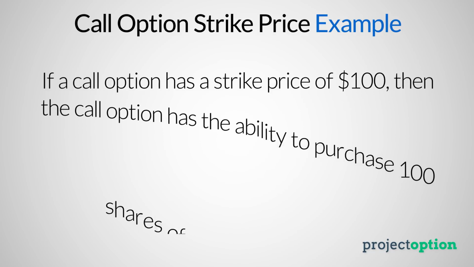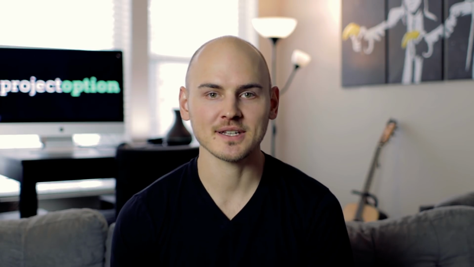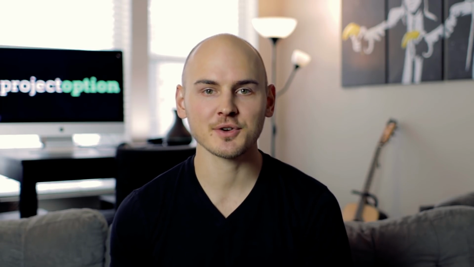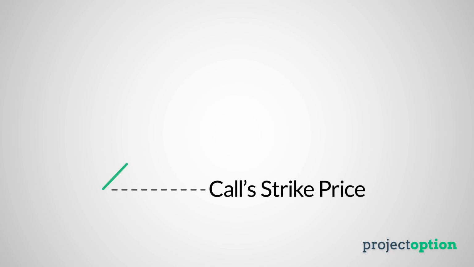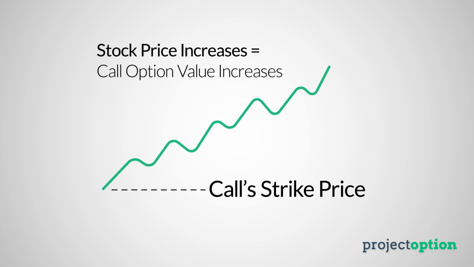Now, in the case of a call option, let's say we have a call option with a strike price of $100. In that case, that call option has the ability to buy shares of stock at the strike price of $100. And that ability is going to become more and more valuable as the share price increases. The value of a call option is directly tied to the stock price relative to the call option's strike price. But why is that? As the share price increases more and more above the call's strike price, the call becomes more valuable because being able to buy shares at that strike price gets more and more valuable as the share price increases.